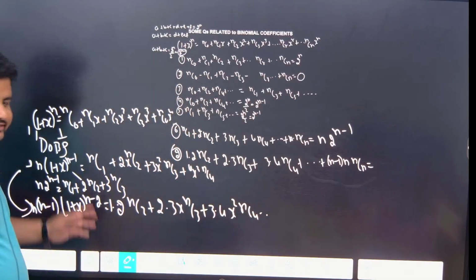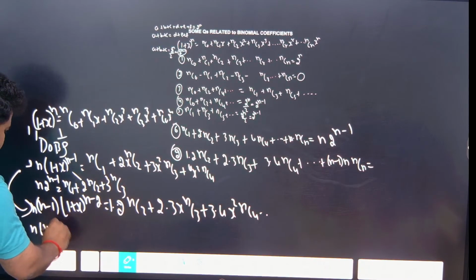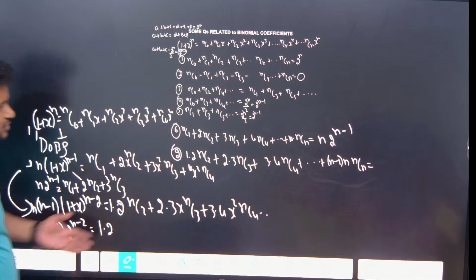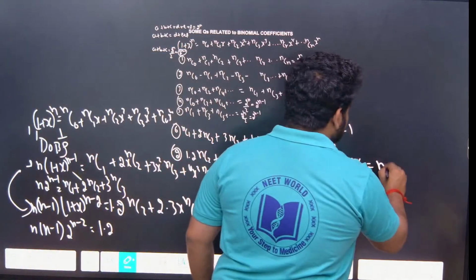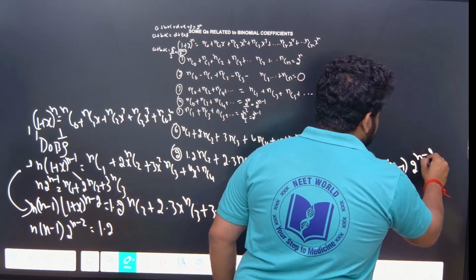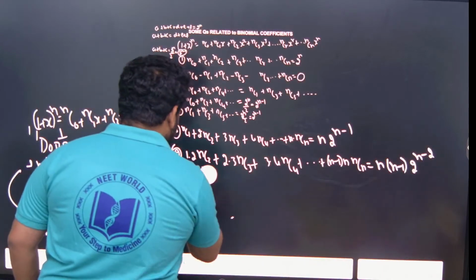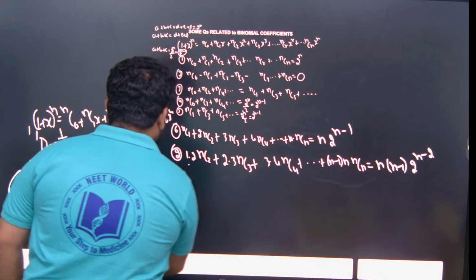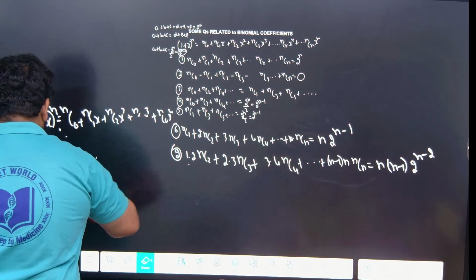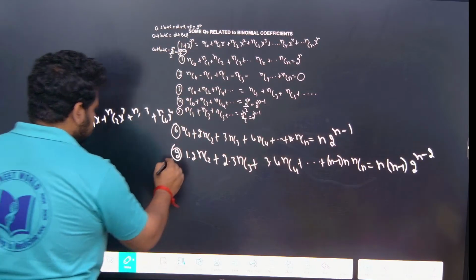Now put the value of x equal to 1 here. So this will become n into n minus 1 into 2 power n minus 2 on the left side. This is what we will get. So here the RHS will become n into n minus 1 into 2 power n minus 2. This is how you will be getting it. Now, this is formula number 7.